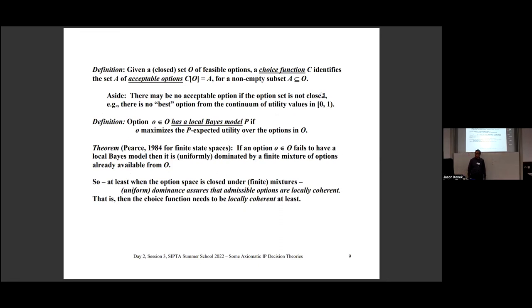Okay, so the framework I'm using is I'm going to start with a set of options which are closed. Why? Because if I have a set of options that are not closed, there may be no admissible option. Think of a choice under uncertainty of a value in a half-open interval from 0 to 1 or something like that. Nothing is admissible, because anything you choose, there's something better. And if you restrict yourself to only finite mixtures, you're subject to the same problem. So I'm going to solve that problem by saying we're dealing with closed sets of options. So I don't run into the problem of nothing being admissible.